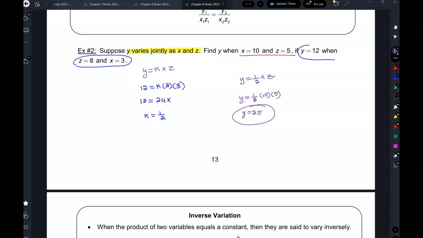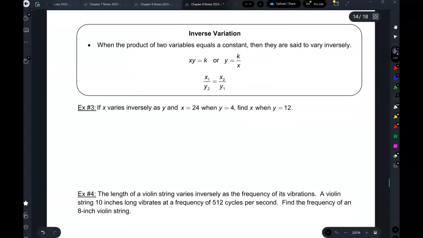Is k a constant? Yes. Z isn't a constant. K is a constant. K is always a constant. Z is never going to be constant because it changes. What does K actually represent? It's the constant of variation. It's called a constant of variation.